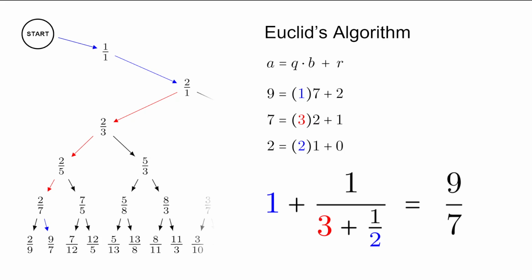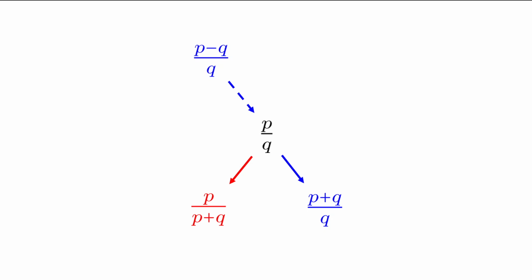Now, that algorithm seemed to move up the tree, so as a last interest, I'd like to formalize what these backward movements are and explore what they can do. Here's the familiar picture of the left and right rules. Algebraically, we can undo these rules as follows. To make a backward right movement, we subtract q from the numerator. And to make a backward left movement, we subtract p from the denominator.